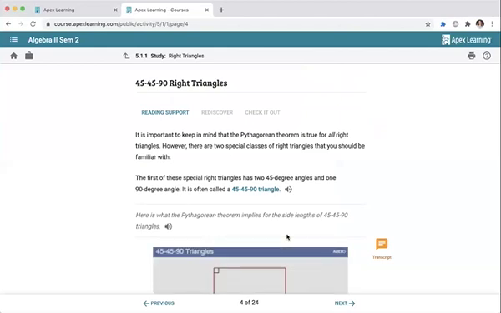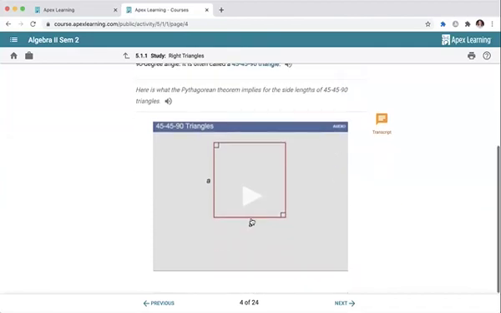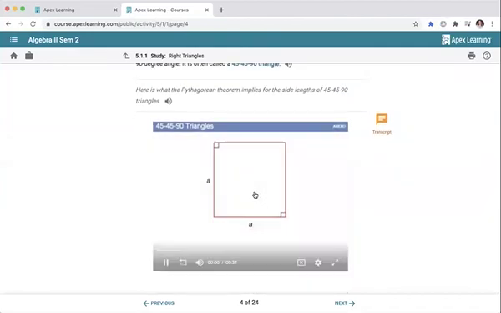All right, and then there are certain specific right triangles to keep in mind here. The first one is called a 45, 45, 90, and it has some special properties. It's called a 45, 45, 90 because that's talking about the degrees of the angles. So you've got a 45 degree, a 45 degree, and a 90 degree angle.